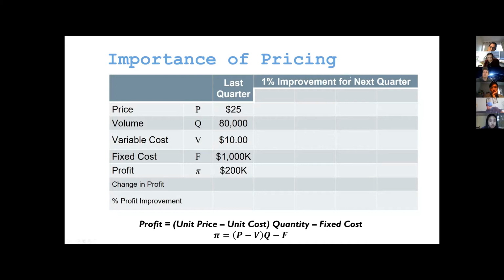Okay, so pricing is important. As I mentioned, it's the revenue generating portion of the marketing mix. And let me just demonstrate with a quick example why pricing can be highly valuable to a firm.